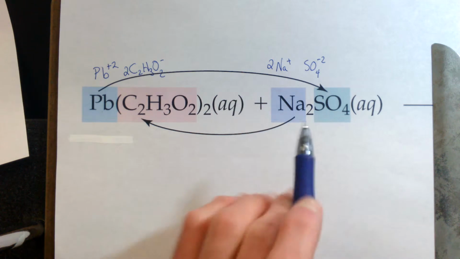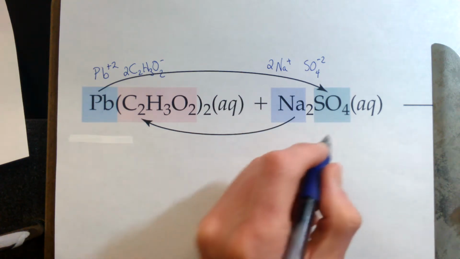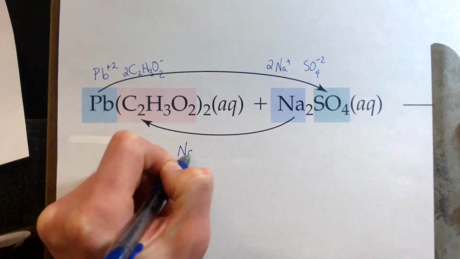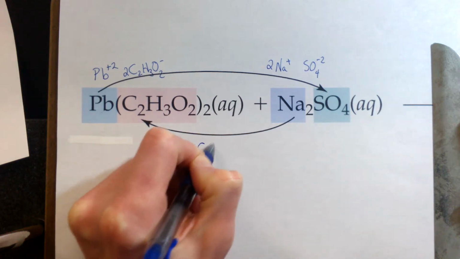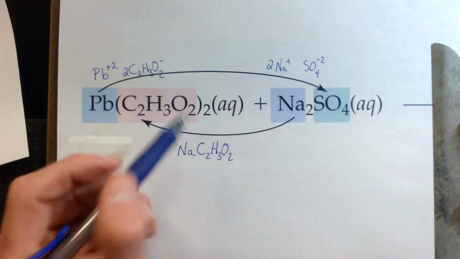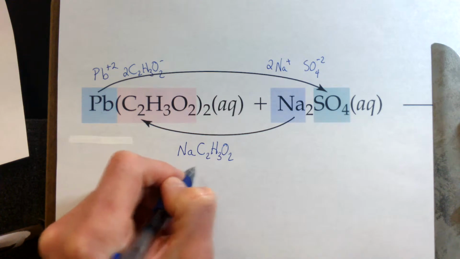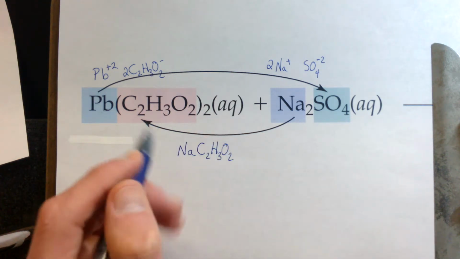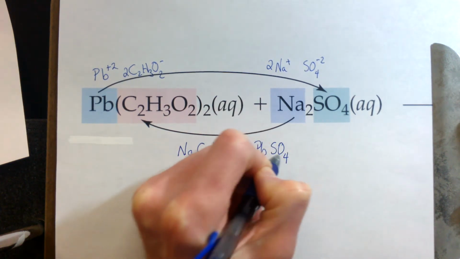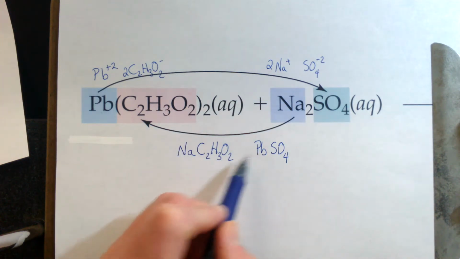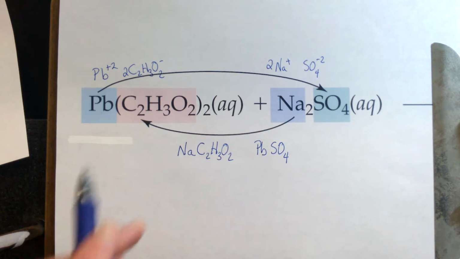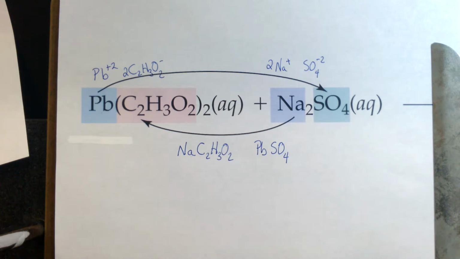So we mix these two solutions together, and the products that could potentially form would be the sodium ion going with the acetate ion. -1 charge, +1 charge, so they would combine in a 1-to-1 ratio. That's a potential precipitate. And the other potential precipitate would be the lead with the +2 charge going with the sulfate. So these two compounds are our potential precipitates. One may be a precipitate, both may be, or neither.